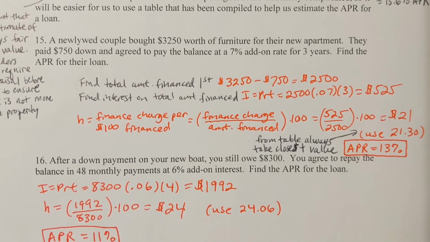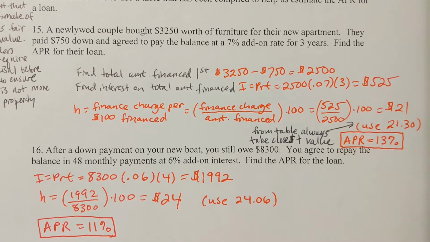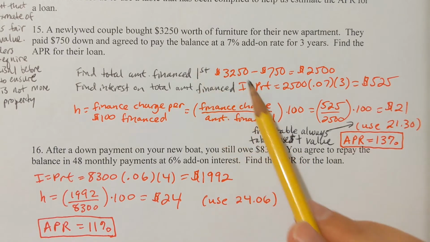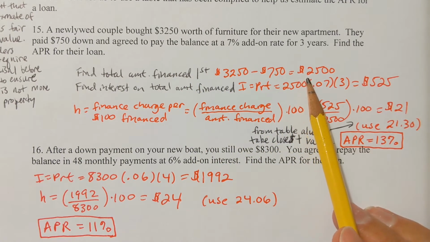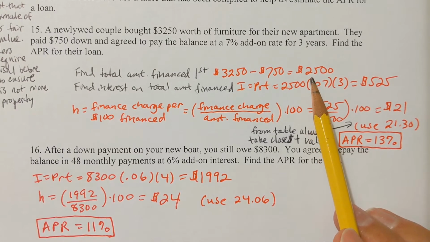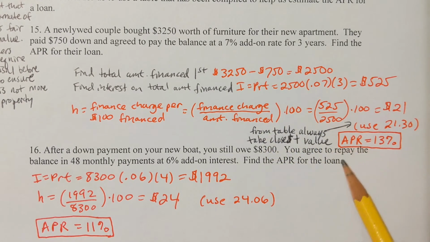Problem 15 says that a newlywed couple bought $3,250 worth of furniture for the new apartment. They paid $750 down and agreed to pay the balance at a 7% add-on rate for 3 years. Find the APR of their loan. Okay, now they paid $750 down, which is smart, and so they only owe $2,500, and that's what they took out a loan for.